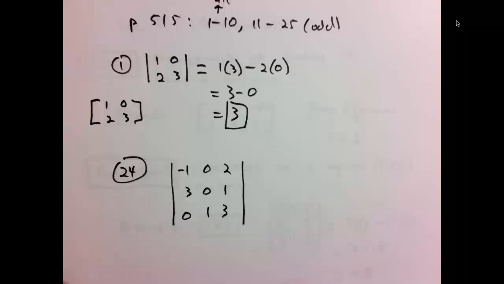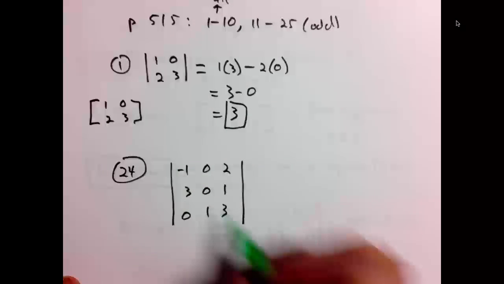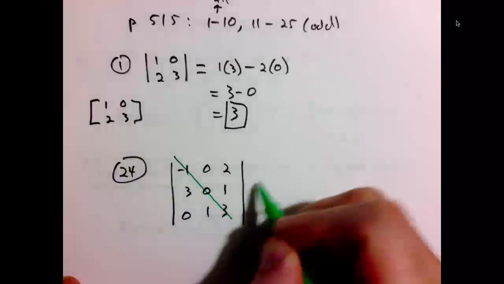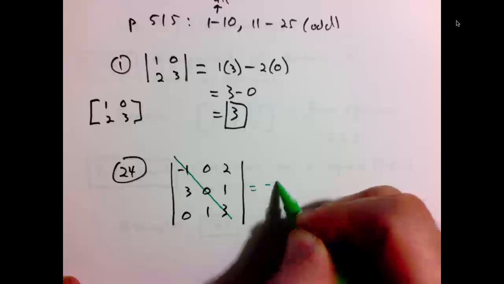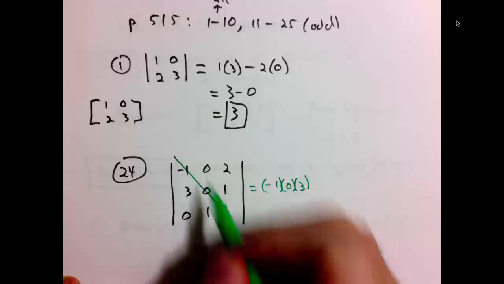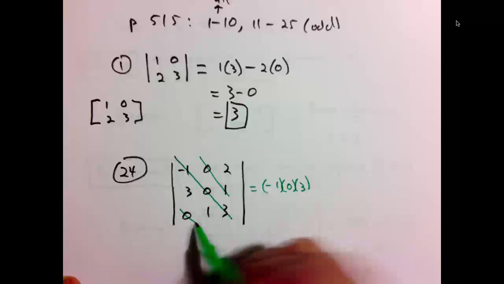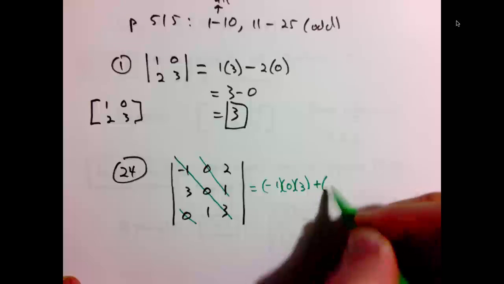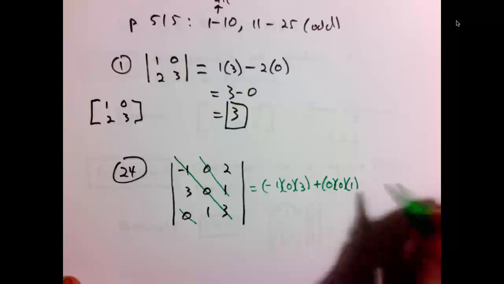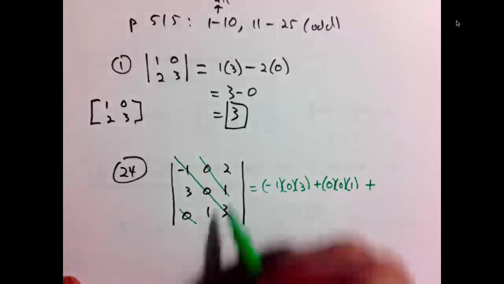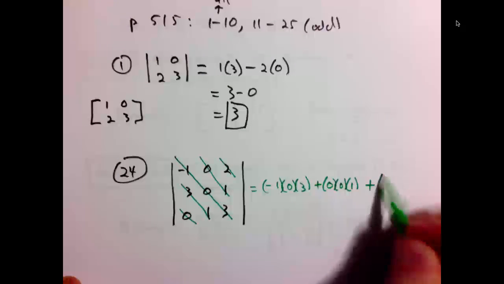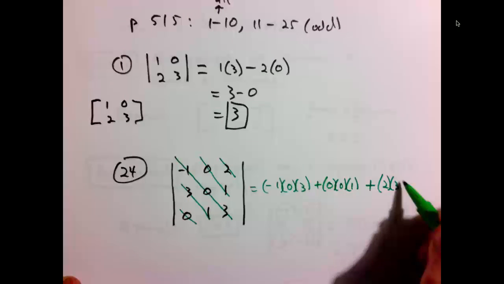All right. So we're going to take one set of diagonals. -1, 0, 3. Now, these two and this one plus 0, 0, 1. They have a lot of zeros in this matrix. That's going to be very helpful for us. Plus this one and these two. 2, 3, 1.